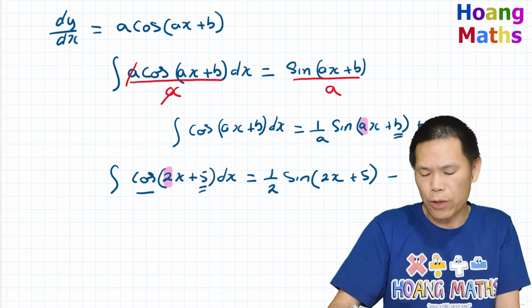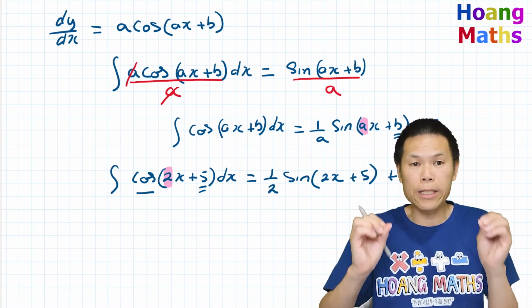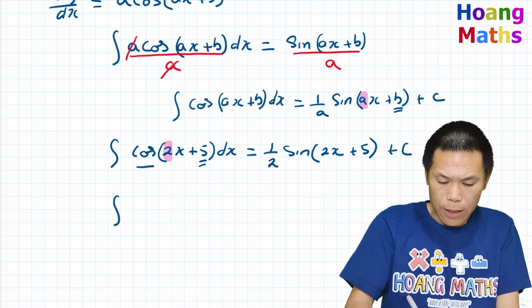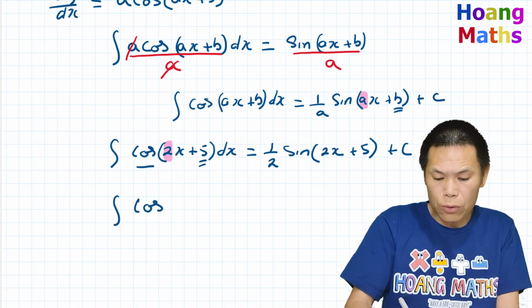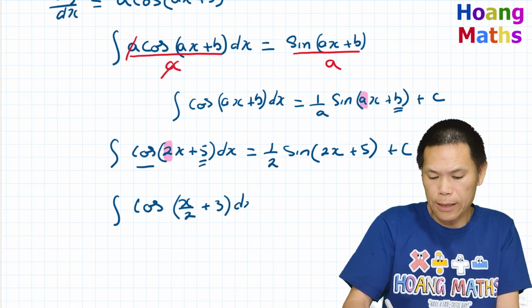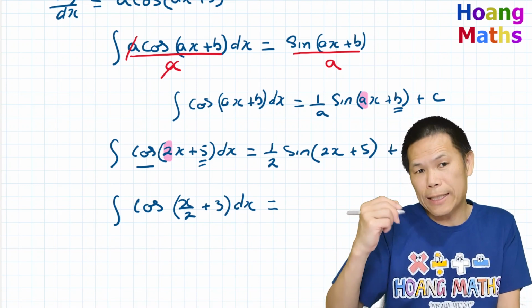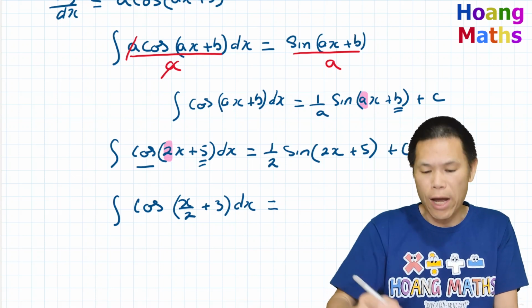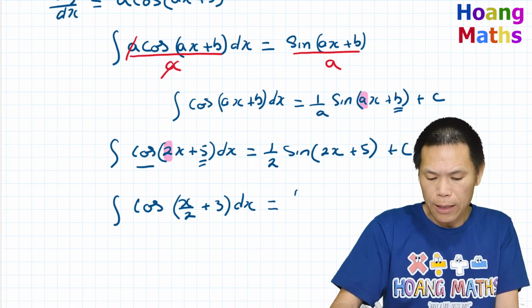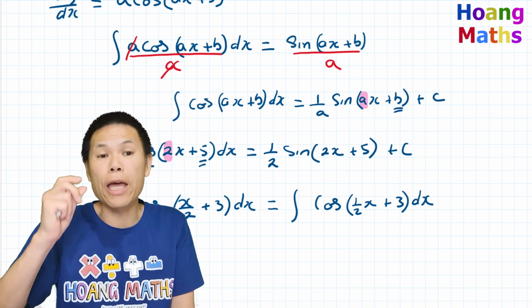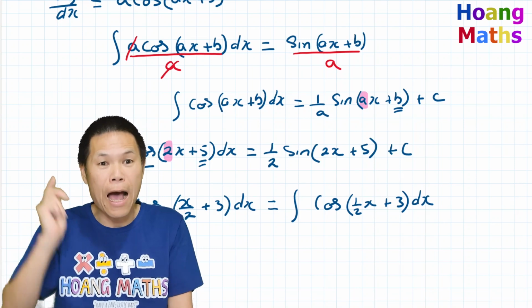And then don't forget, we need to add a constant. So that's all, right? So let's go to one more on cos. If I integrate cos of x over 2 plus 3 dx. In this case, x over 2 is exactly the same as a half x. Let me just rewrite this. This is exactly the same as the integration of cos of a half of x plus 3 dx, because x over 2 is exactly the same as a half of x.